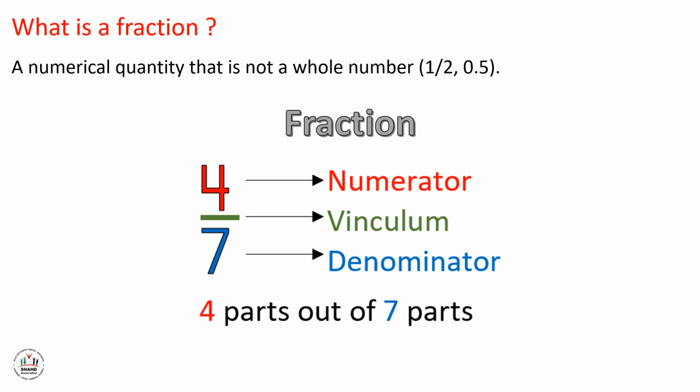In this fraction, 4 over 7, we call 4 the numerator and 7 the denominator, and the green dash the fraction bar, and we read it as 4 parts out of 7 parts.